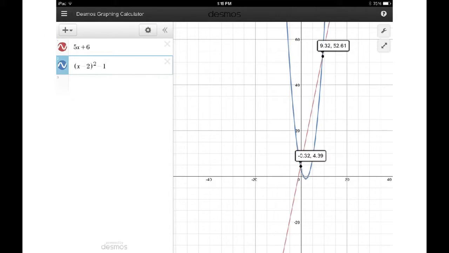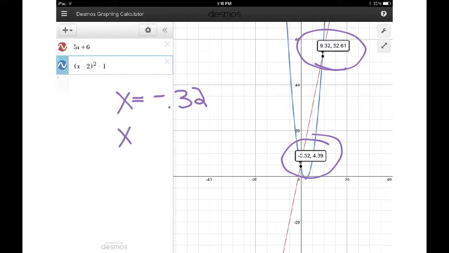If you graph 5x plus 6 in y1 equals and (x minus 2) squared minus 1 in y2 equals, the only thing that you're going to see on your screen is this point of intersection. And you won't know that there's a second point of intersection unless you actually change the window on your screen. So the window on my screen I've already changed, and we can see that the 2 solutions are at x equals negative 0.32 and at x equals 9.32.